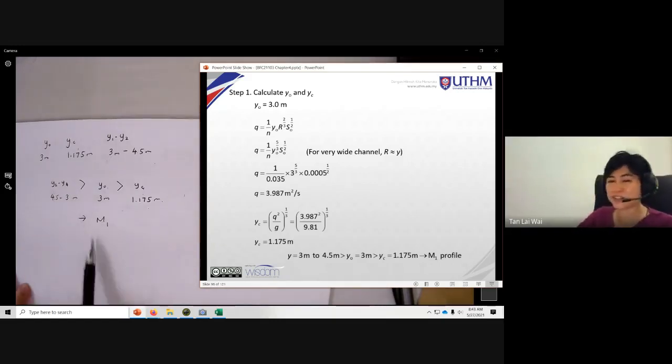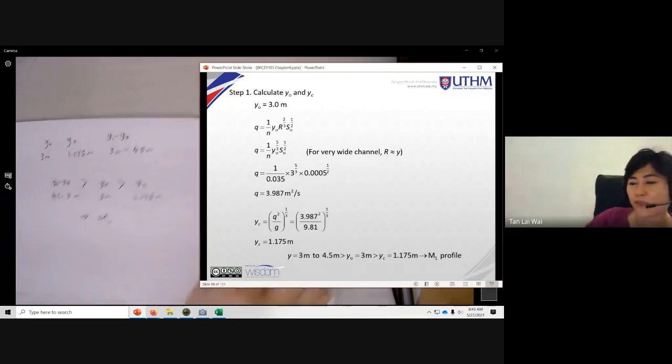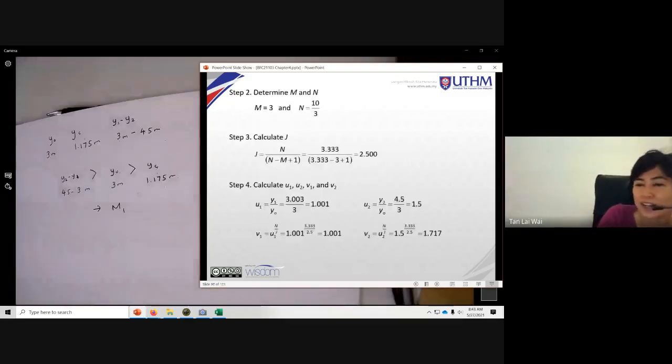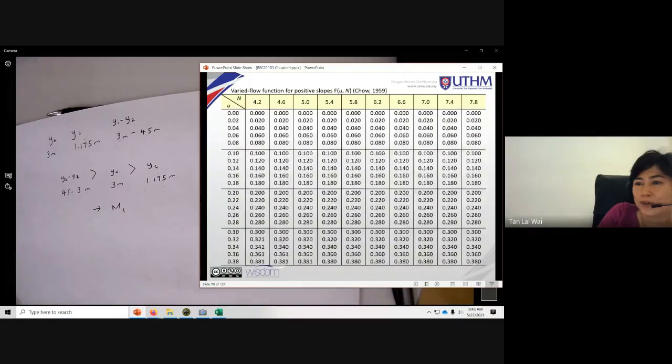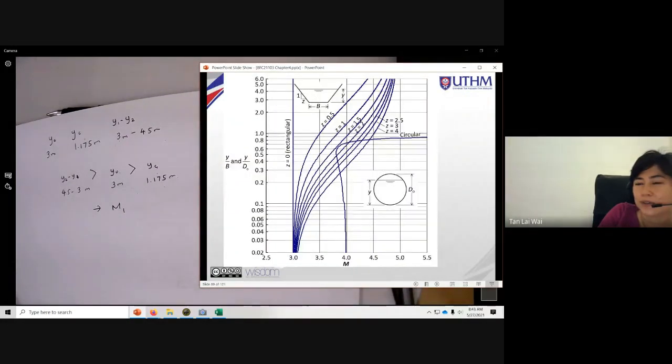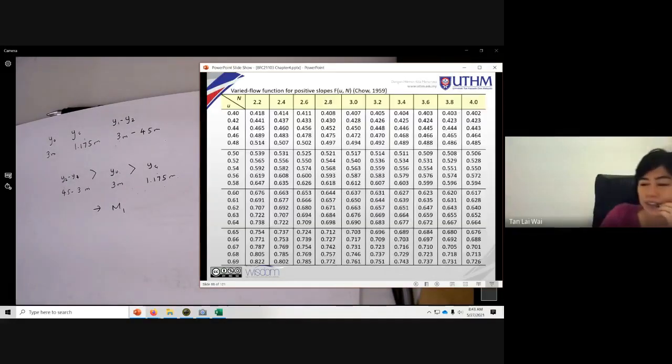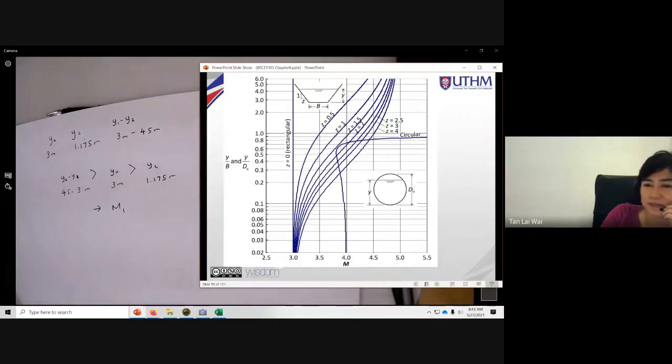I hope by now you should know how to classify this already. So you have the M1 profile. Then determine M and N. Now let's look at how we determine this. Even if I can read it from here, M, rectangular. You see this line here, which is 3. I get it straight away. M equals 3 for rectangular section.